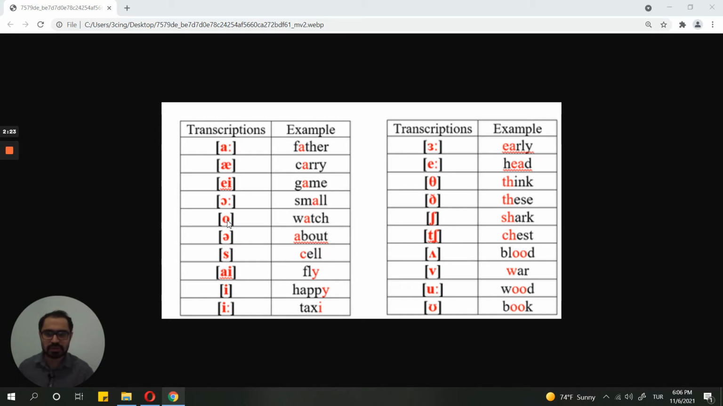And here we see again sound o, but short o, or normal o. Watch. And here again a similar sound, just like here. We pronounce it also as a, again, about.